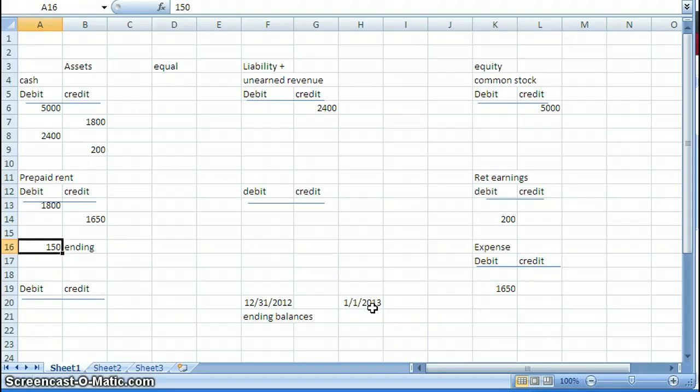And then in the month of January, we'll use that, and the same thing. As of the end of January, we're going to bring that down by a credit of $150, make it a zero balance, and we're going to have an expense of $150 increased. That's how to do an adjusting entry.